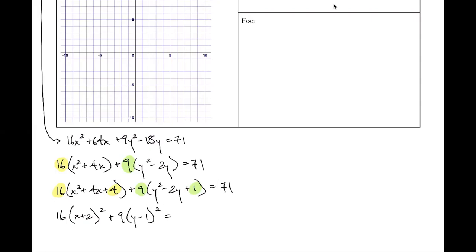So once I complete the square on the left-hand side, the 16 and the 4 means that I need to actually add a 64 to the right-hand side. And so this 64 comes from that 16 times 4. Plus, I need to add not 1, but 9 times 1, or 9. And that comes from this 9 times 1 on the other side, okay?